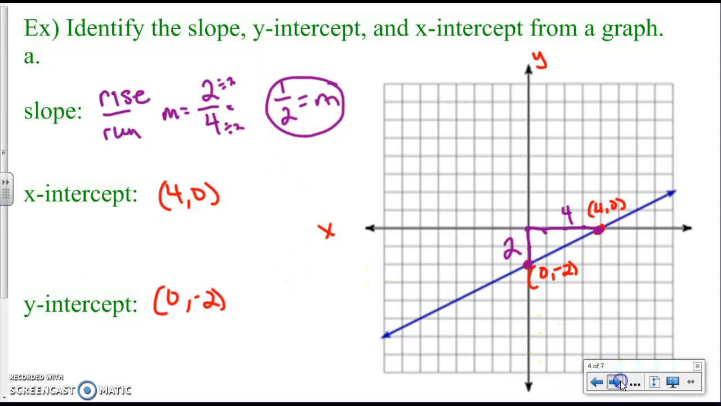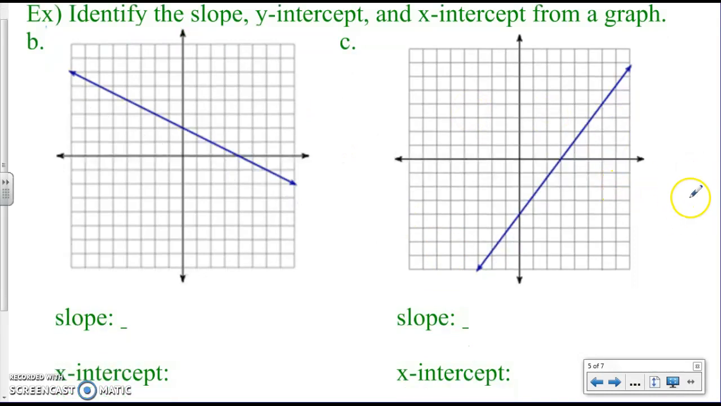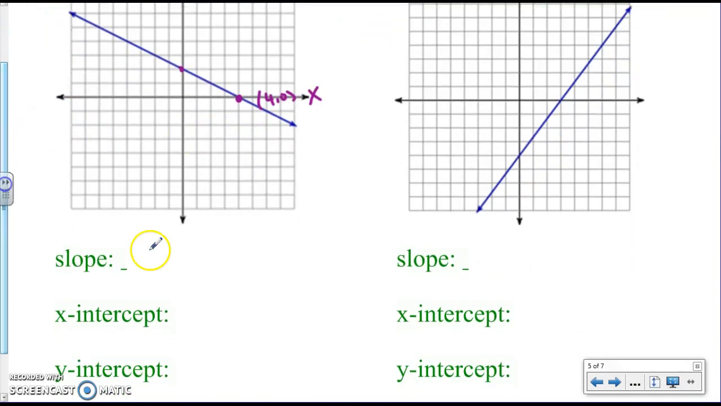Let's go ahead and do another one. Okay, we're going to identify the slope, the y-intercept, and the x-intercept. So I'm going to start with my x and y-intercept. So remember, my x-intercept is where it crosses the x-axis. So I'm at 1, 2, 3, 4, so (4, 0). My x-intercept is (4, 0). And my y-intercept is where it crosses the y-axis. So I'm at (0, 2). That's a 0 there. 2. So that's my y-intercept.